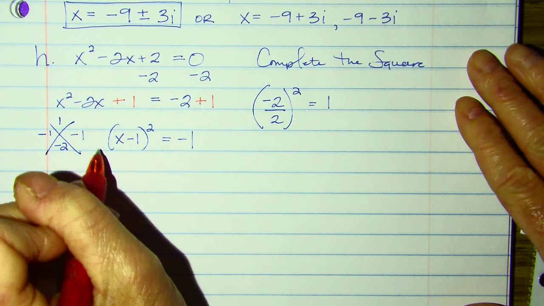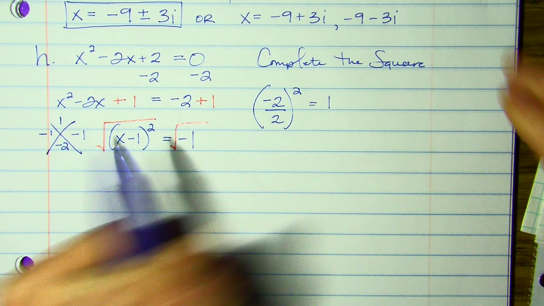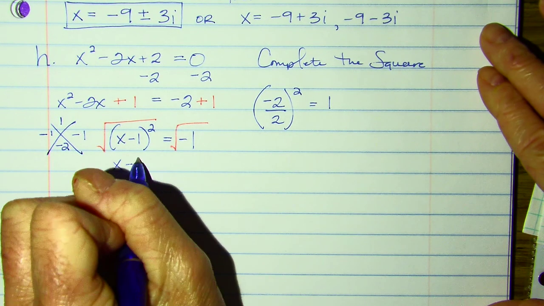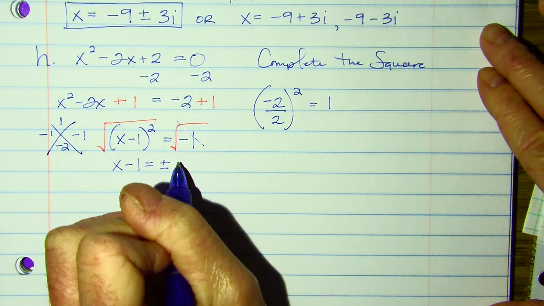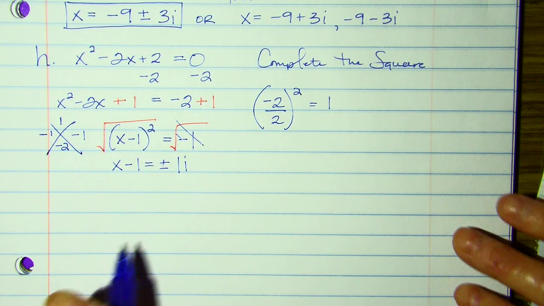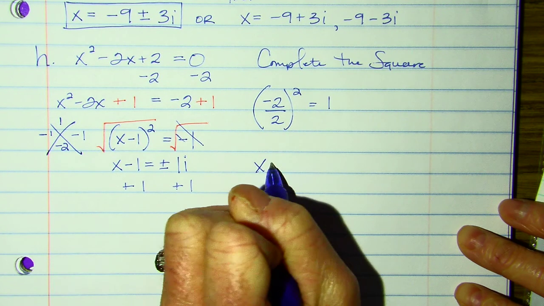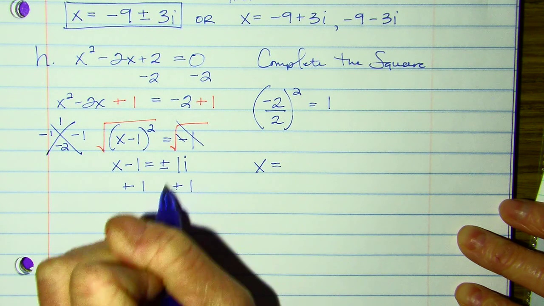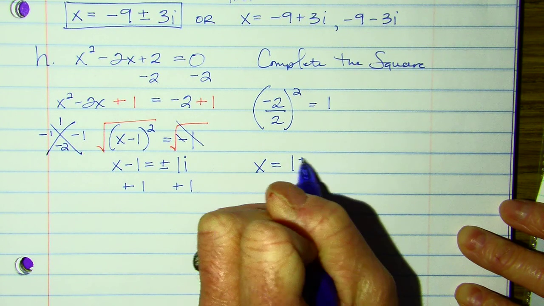And then from here, what we've been doing before, take the square root of both sides. I'm left with x minus 1 equals plus or minus. The square root of 1 is 1. The square root of the negative is i. Last, I'll add 1 to both sides. So x equals, write the real part first, so positive 1. And then the imaginary, plus or minus 1i.